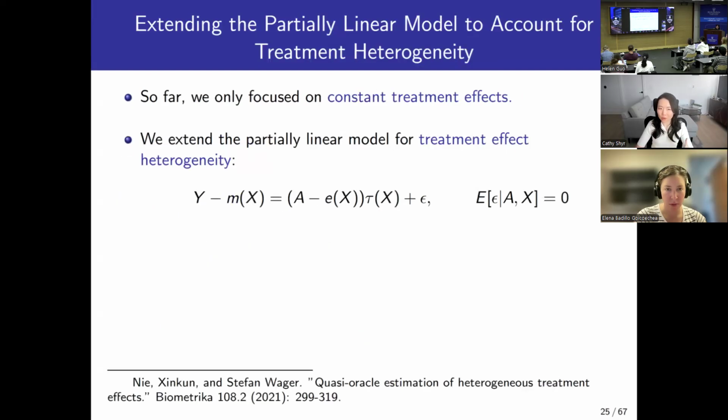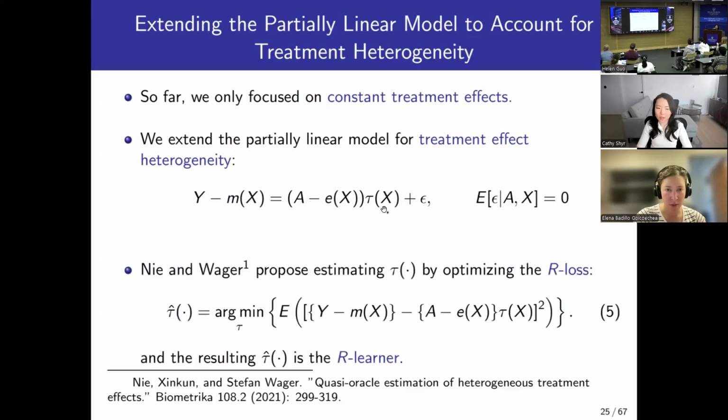So far, we've only focused on constant treatment effects. We can extend the partially linear model to treatment effect heterogeneity. In equation 4, we can see that instead of having tau, we now have tau of x. In Nie and Wager's 2021 paper in Biometrika, they propose estimating tau by optimizing the R loss, where R is for Robinson and for residual-on-residual regression. The R loss, shown in equation 5, is essentially a squared error loss. The resulting estimator tau hat is known as the R-learner.